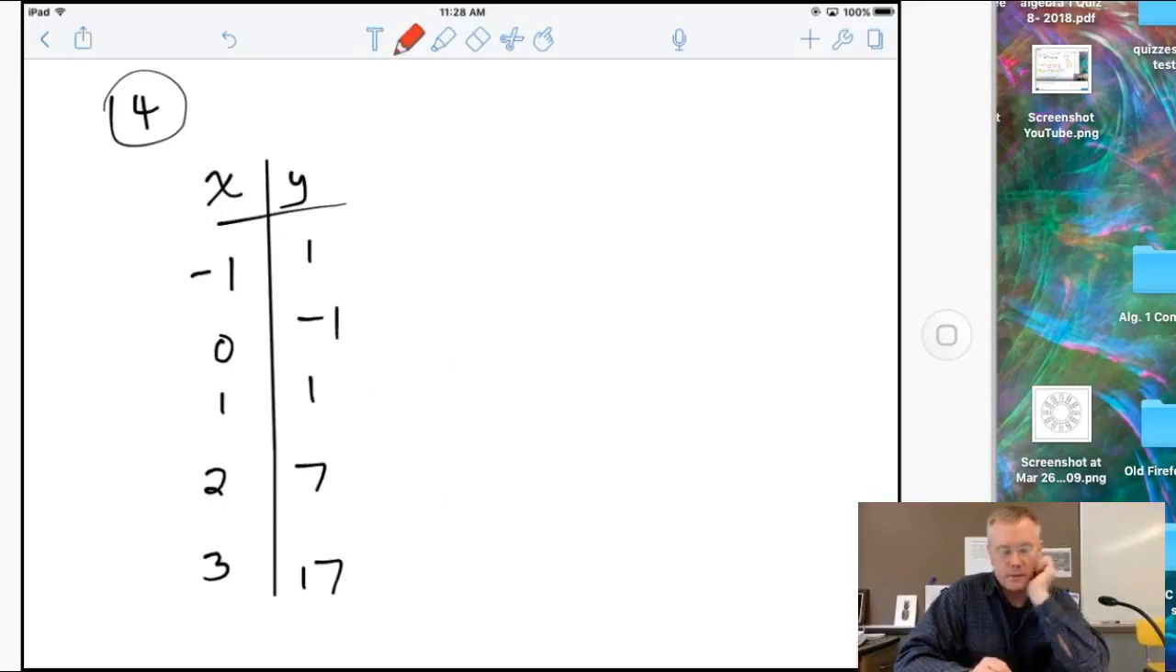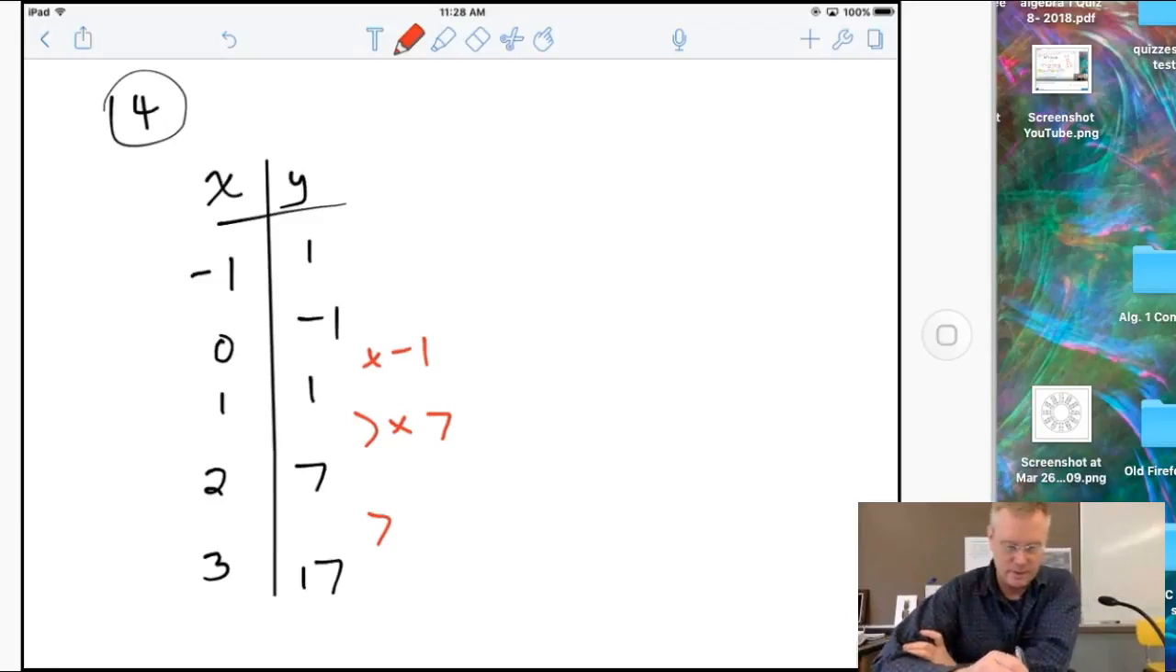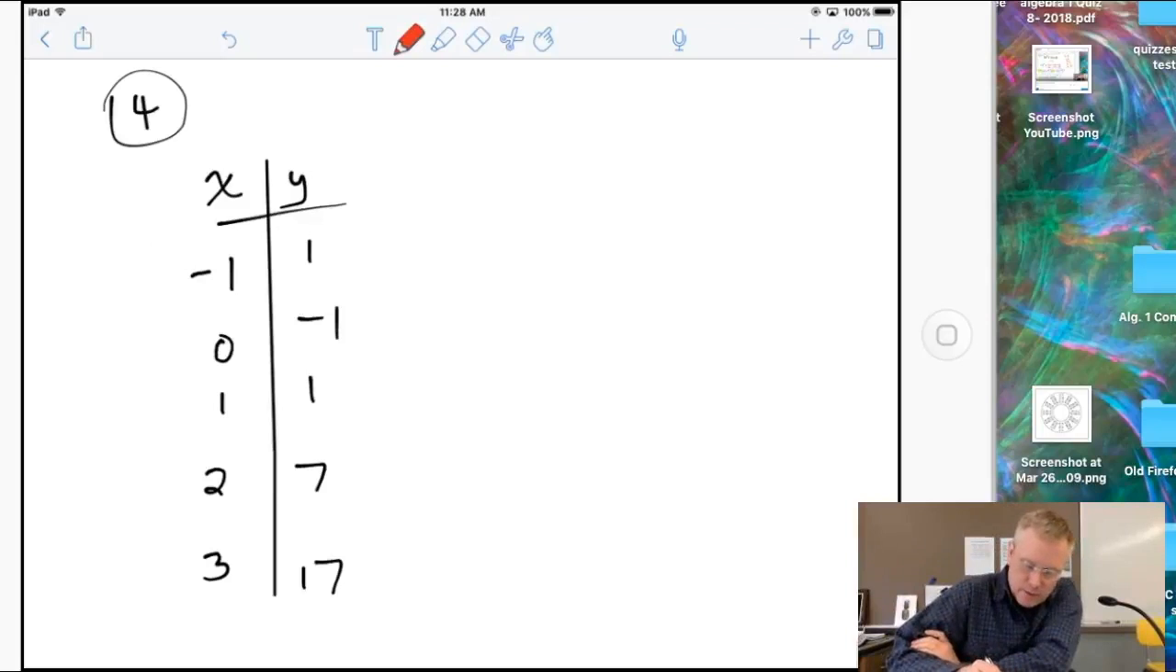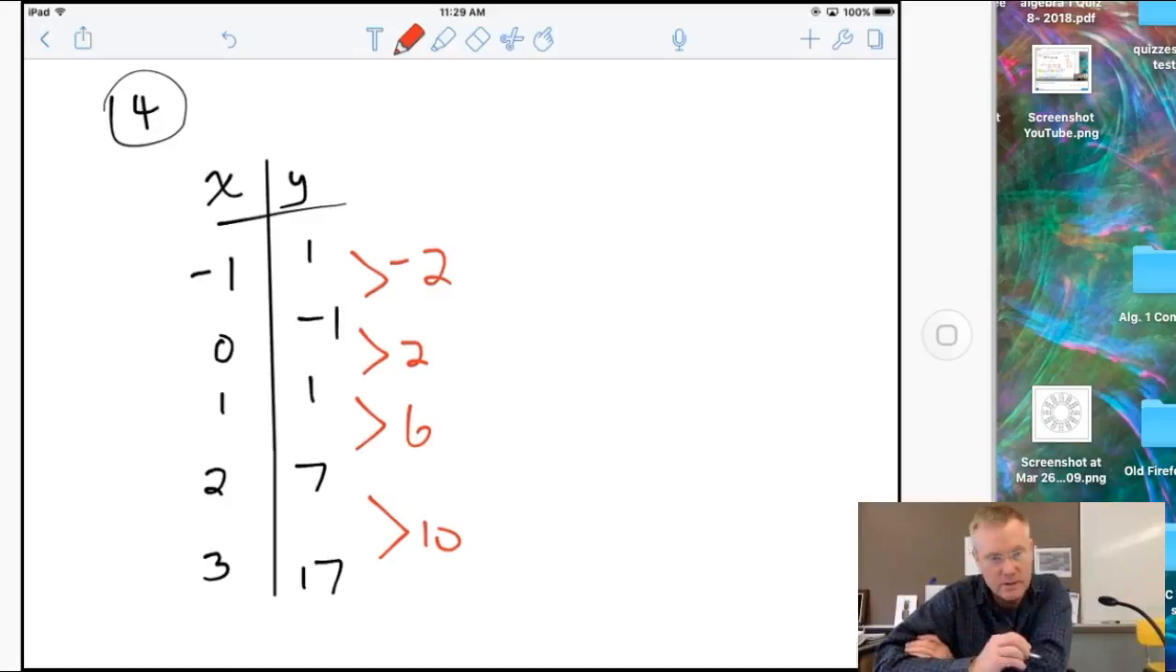What about if I multiply? If I multiply to get from -1 to 1, that's times -1, 1 to 7, that's times 7, 7 to 17, that's a decimal. It's not constant that way either, which means I got to start taking another crack at this. Maybe I'll start subtracting the numbers, and we'll see what we get. 17 minus 7 is 10. 7 minus 1 is 6. 1 minus -1 is 2. And -1 minus 1 is -2. So that didn't work. So linear is out.